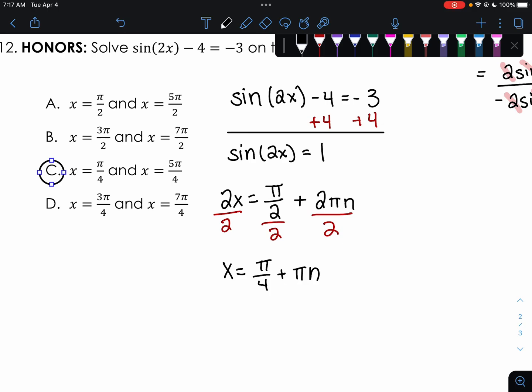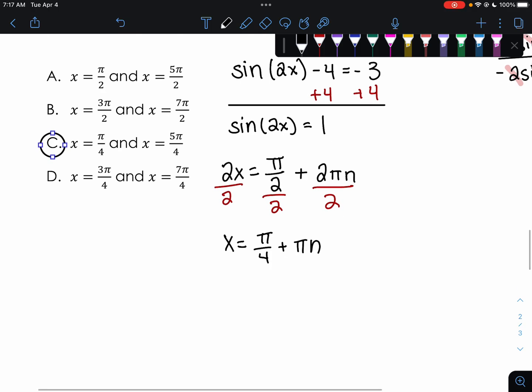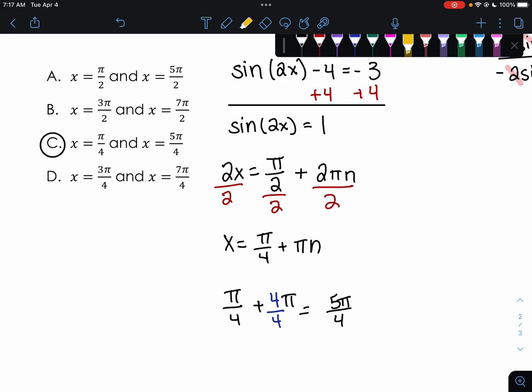I want to show you how they got that 5 pi over 4. So to get it, they took pi over 4 and they added just 1 pi. But remember, to add fractions, they have to be like terms or common denominators. So I made this a 4 over 4, which is the same thing as 1. And that gives me 1 pi plus 4 pi, which is 5 pi. Denominator stays the same. So that is how they got that second answer right there. And that's why C is our answer.